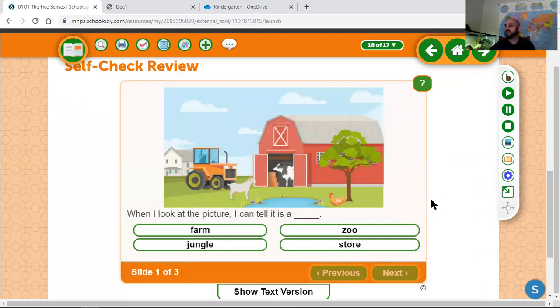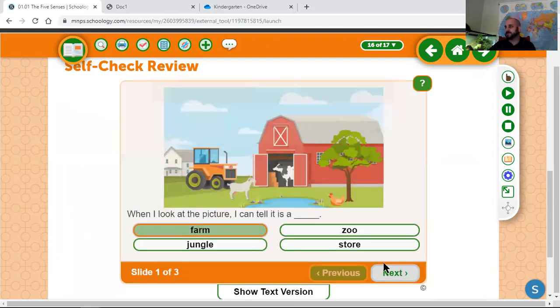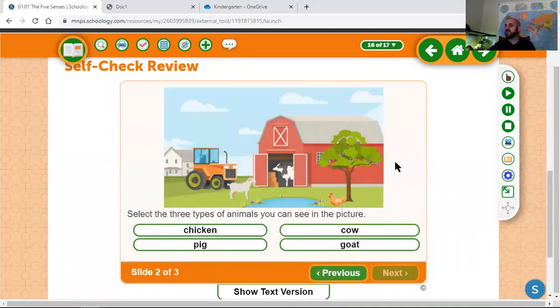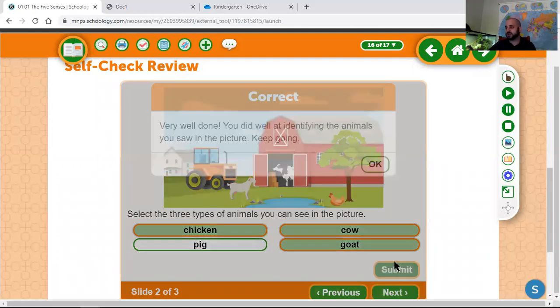When I look at this picture, I can tell it is a farm, correct. Select 3 types of animals you can see in this picture. Well, I see the 3 animals. I see a chicken, a goat, and a cow. There is no pig in this picture.